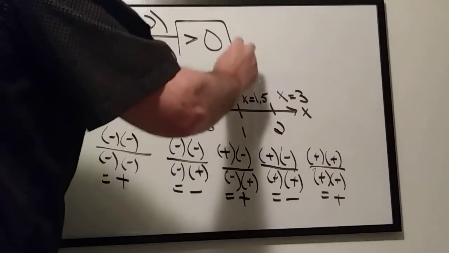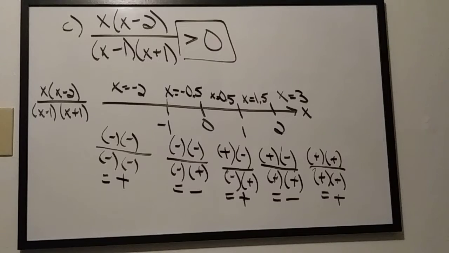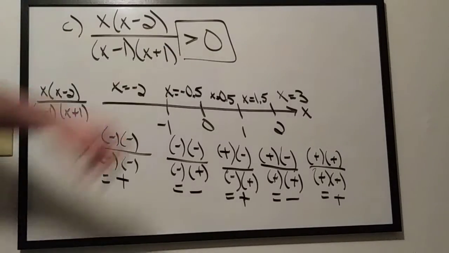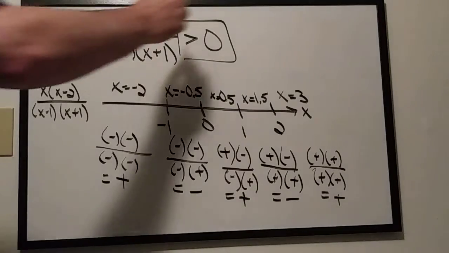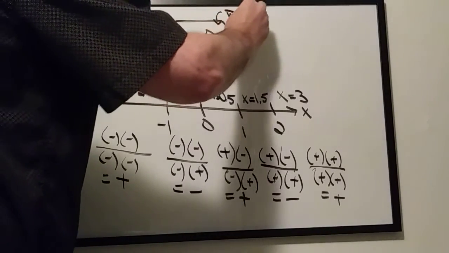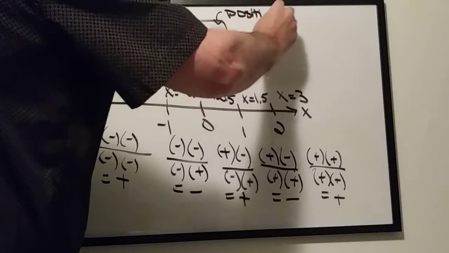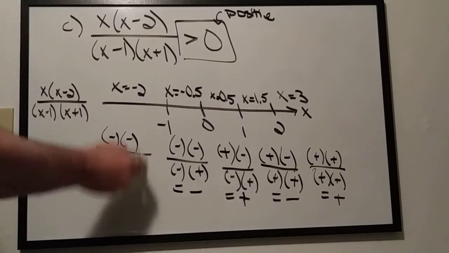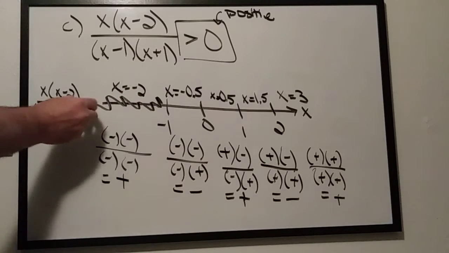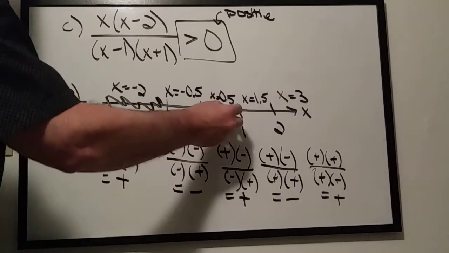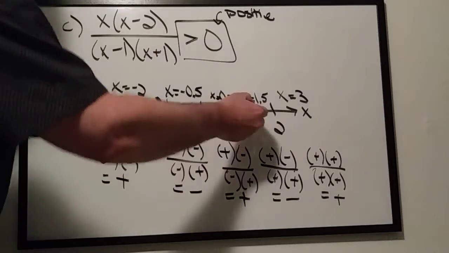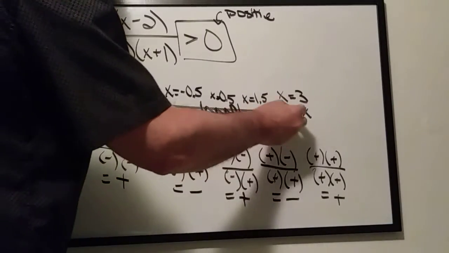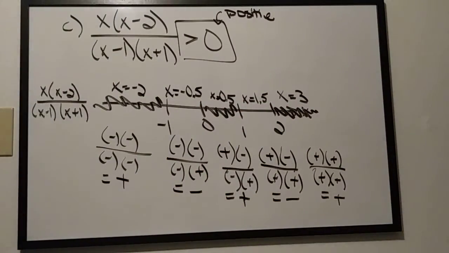Now, once I realize that I have all my y values, I'm going to play many of the same games that we did in the previous problem. Because we're interested in the expression on the left being greater than 0 once again, that means we're interested in things that are positive. So every time that I see a positive, I want to include that region. Positive, included. Negative, no. Positive, included. Negative, no. Positive, included.